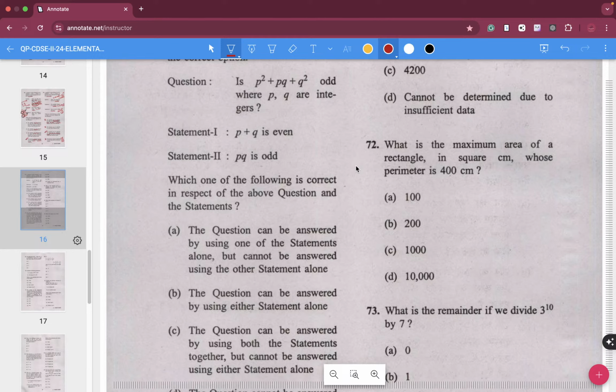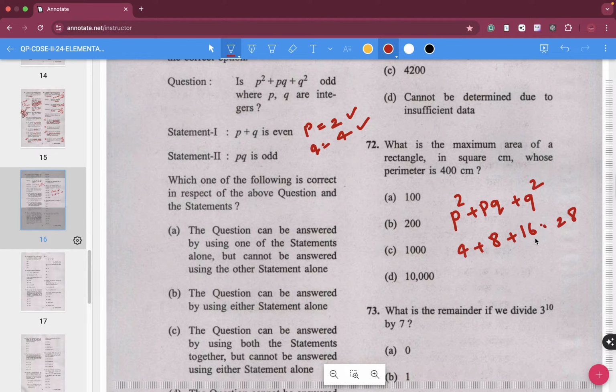So one thing is certain: if p plus q is even, then picking up statement 1, we can assume something like p is equal to 2 and q is equal to 4. If we assume this, p plus q is even, so what actually happens with p square plus pq plus q square? P square is 4, pq is 8, plus 16. This is how much? 28.